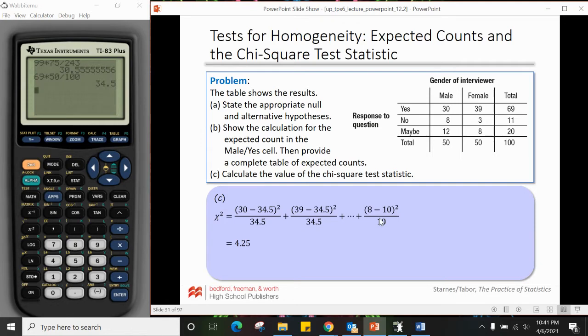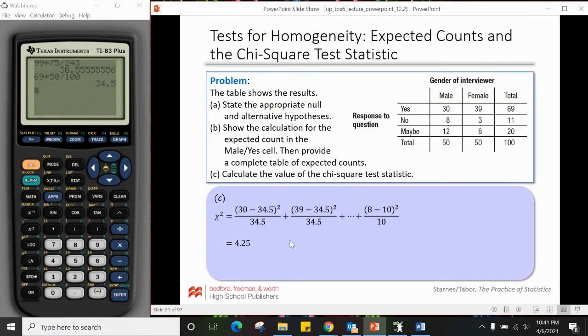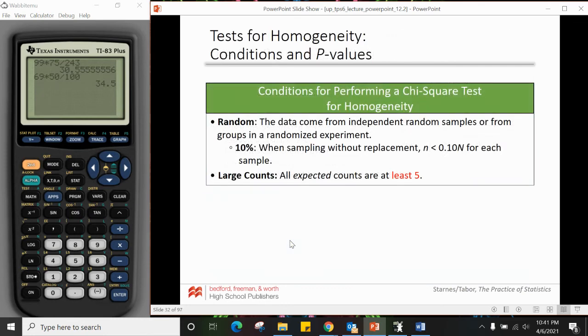If I wanted to add them up, I would do the observed minus the expected, squared, divided by the expected, and show that work for the first, the second, plus dot dot dot plus the last one. And I get my chi-squared value to be 4.25. All right, our conditions are exactly the same as the test for goodness of fit. The one new thing, like we said in 12.1, is that large counts must all be at least 5.